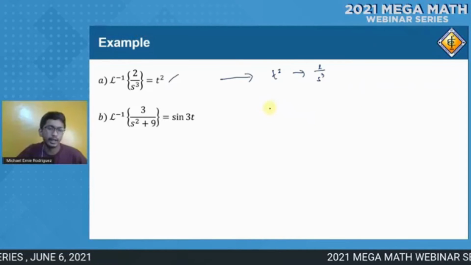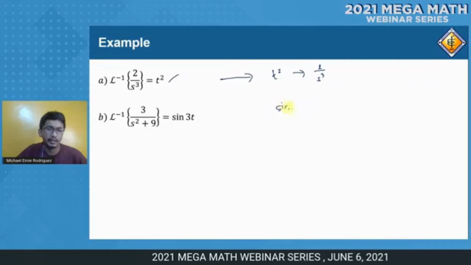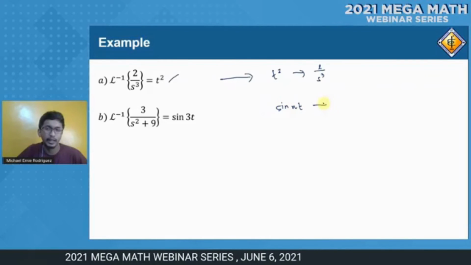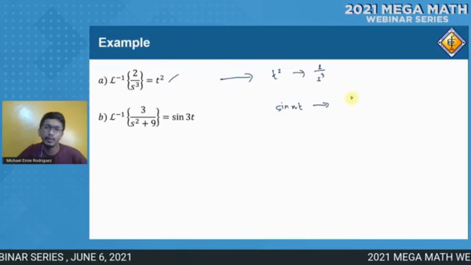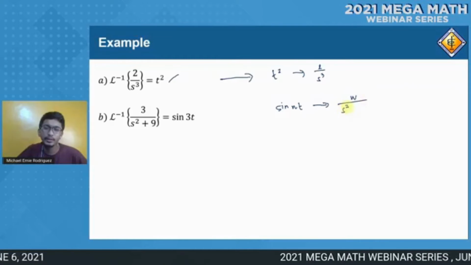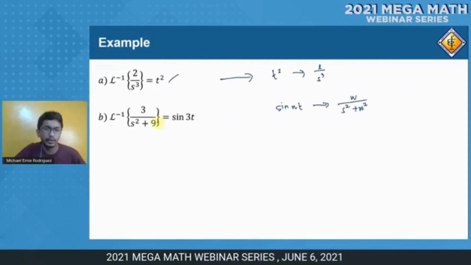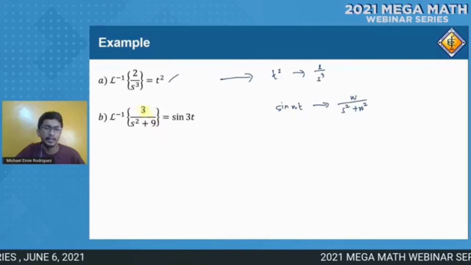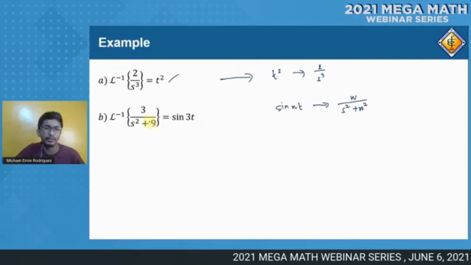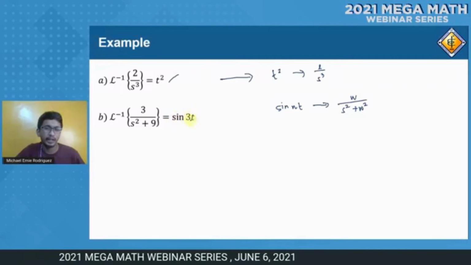Okay? Formula number 8 doon sa table. So kung makita nyo doon, we have sine omega t. And then yung sa kabila niya, nakalagay yung ating f of s is omega over s squared plus omega squared. Okay? So itong 9, that is 3 squared. Okay? So same na siya yung omega natin. So we have 3 sa taas and then 3 squared. So your omega is 3. So we have our answer sine 3t.